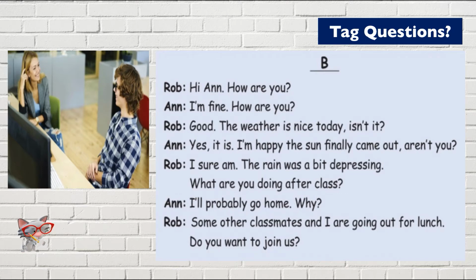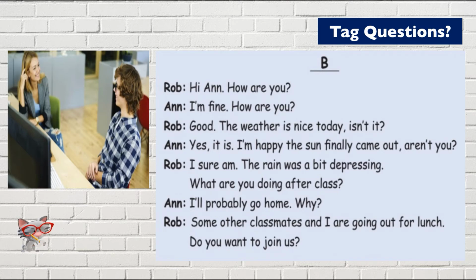Hi Anne, how are you? I'm fine. How are you? Good. The weather is nice today, isn't it? Yes, it is. I'm happy the sun finally came out. Aren't you? I sure am. The rain was a bit depressing. What are you doing after class? I will probably go home. Why? Some other classmates and I are going out for lunch. Do you want to join us? Not really. Okay. Because the weather is nice, I will go home and sit in my garden.